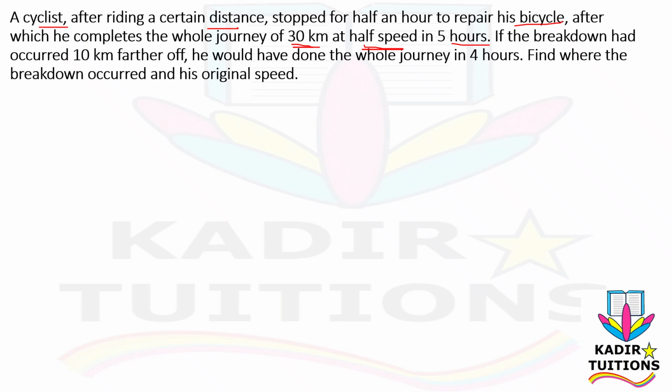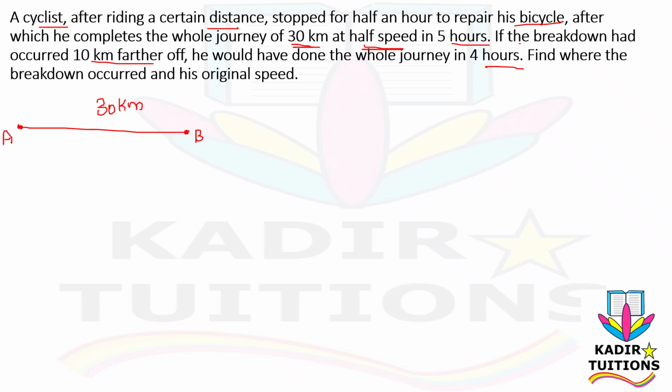And the next statement given is: if the breakdown had occurred 10 km farther, he would have done the whole journey in 4 hours. Find where the breakdown occurred and its original speed. So there are two cases they have given. The first case is a cyclist starts from position A and goes till B. The total distance is 30 kilometers, which is already given.